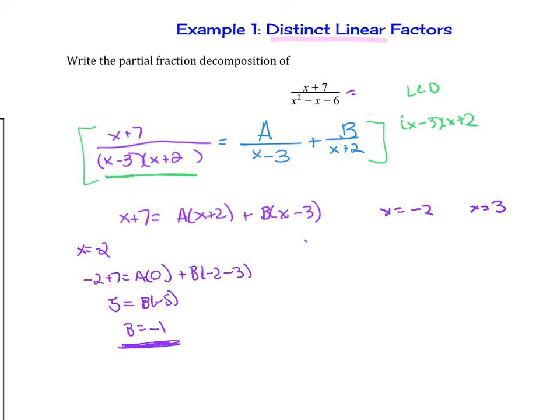Now let's try x equals 3. So let's plug it in. 3 plus 7 equals a times 3 plus 2 plus b times 3 minus 3, which is 0. So we have 10 equals 5a, or a equals 2.